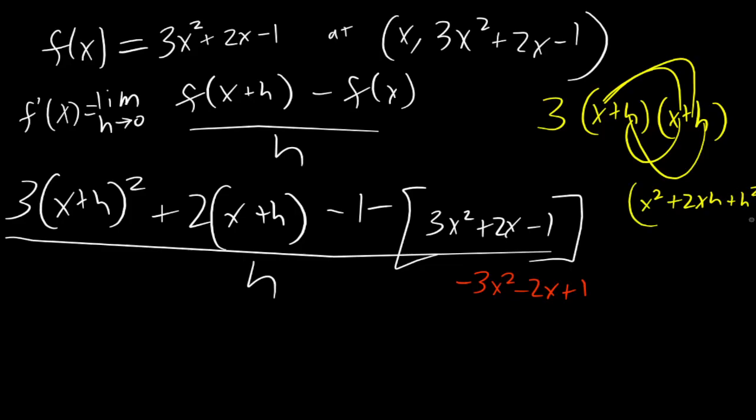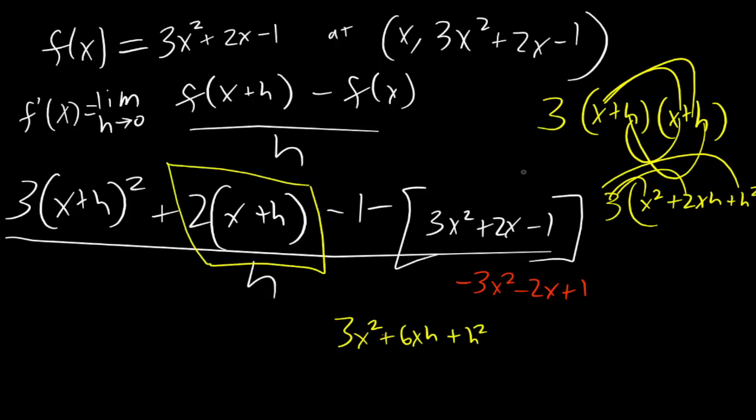And then we're going to put that in parentheses because that's literally what this is right here, multiplied by 3. And then we're going to FOIL that, and we're going to get 3x to the power of 2 plus 6xh plus h to the power of 2. And make sure we do it from here as well. So what's 2 times x? 2 times x is 2x. What's 2 times h? Plus 2h. Self-explanatory.